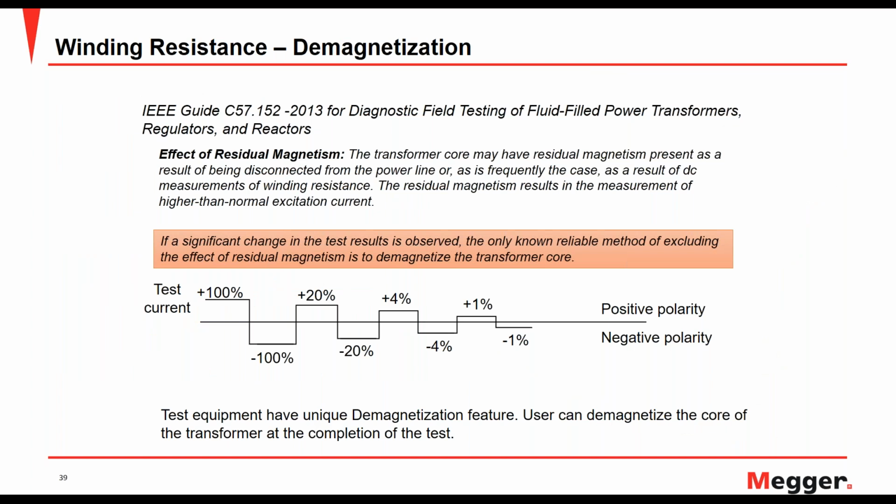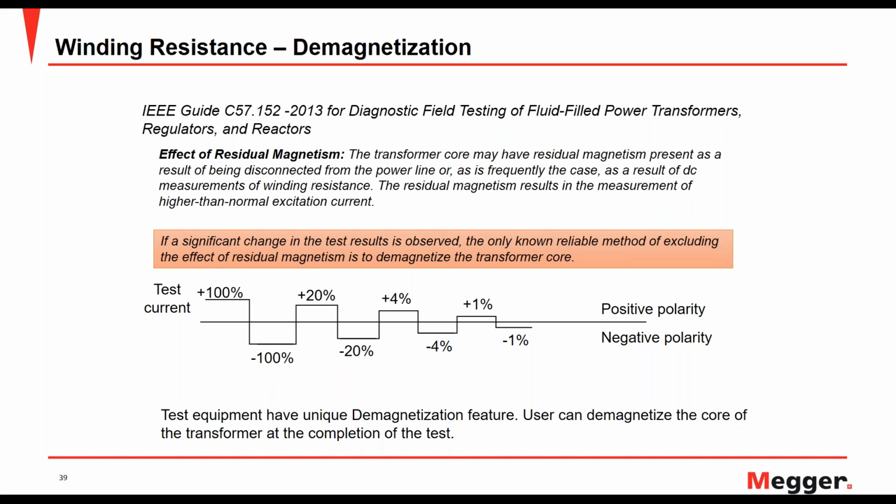Now, we touched on demagnetization or residual magnetism in the beginning of our section here. So let's talk about that in detail. The IEEE guide C57.152, which is the diagnostic field testing guide, mentions that the effect of residual magnetism can be present based on either the time at which the transformer was disconnected from the power line or because of DC winding resistance measurements. Now, this residual magnetism will affect the excitation current measurement, as we saw, and those values can be higher than normal. Again, this would not be representative of the transformer core.